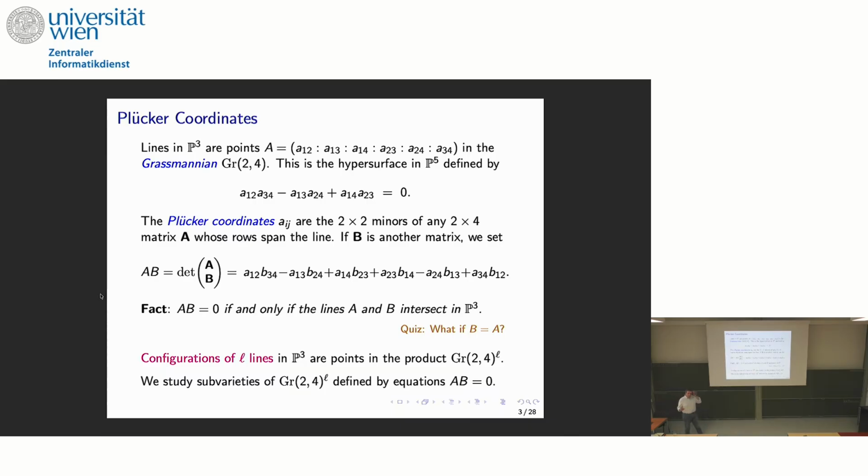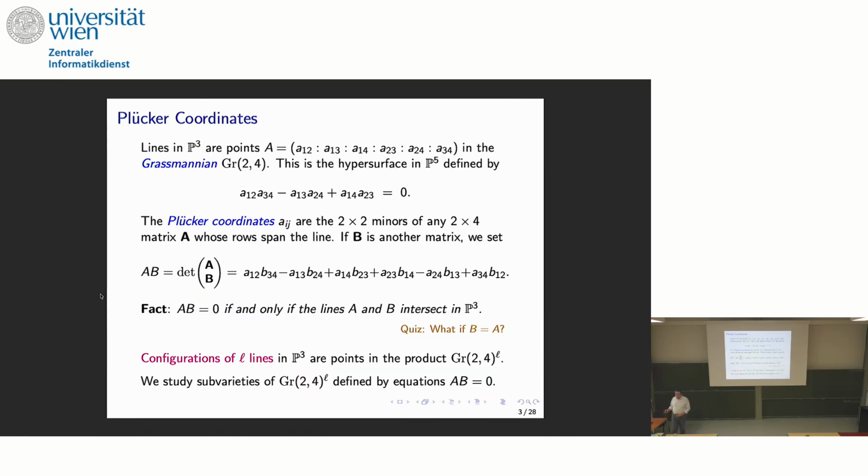Now, the most basic question we can ask about 2 lines, A and B, is whether they intersect or not. Algebraically, this can be written as follows. If you have the matrices A and B, then you can stack them on top of each other. You take a 2x4 matrix A, you put it on top of a 2x4 matrix B, and then that 4x4 determinant is 0 if and only if the lines meet. One line is spanned by 2 points, and the other line is spanned by 2 points. Then the 2 lines meet if and only if the 4 points lie in a plane.